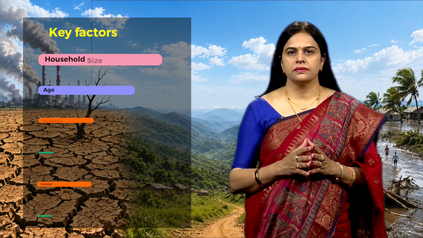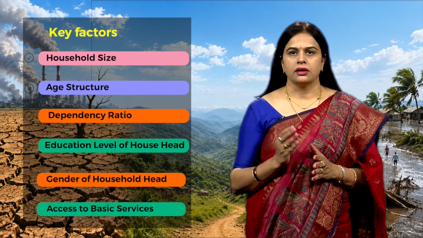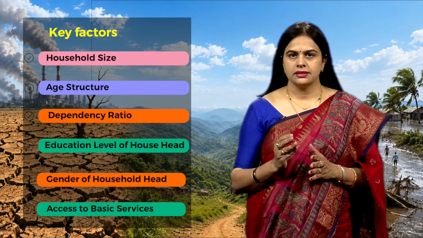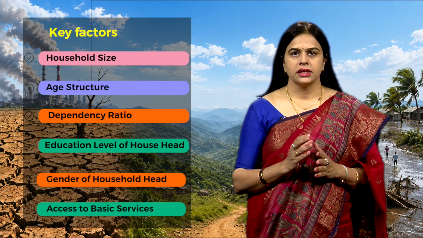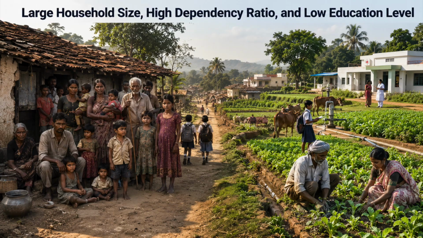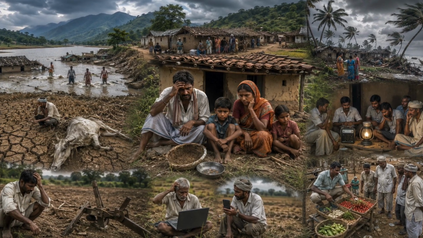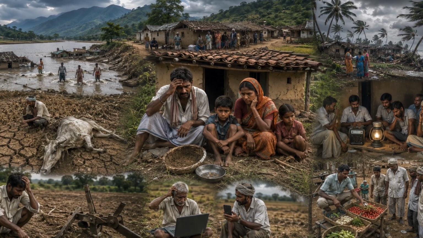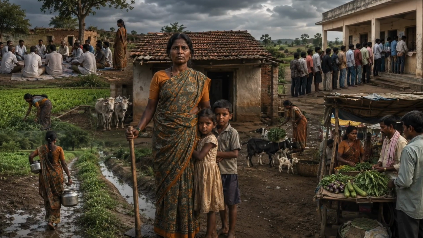What are the key factors of this? The key factors include household size, age structure, dependency ratio, education level of household head, gender of household head, access to basic services. Large size households, high dependency ratio and low level of education are usually susceptible because they have less ability to earn income, use new technologies or recoil swiftly from shocks. Students, there might be extra limitations to female headed households based on economic, cultural or institutional factors.